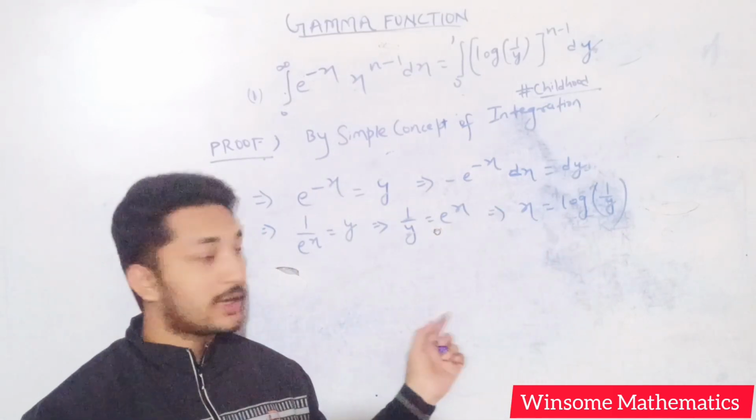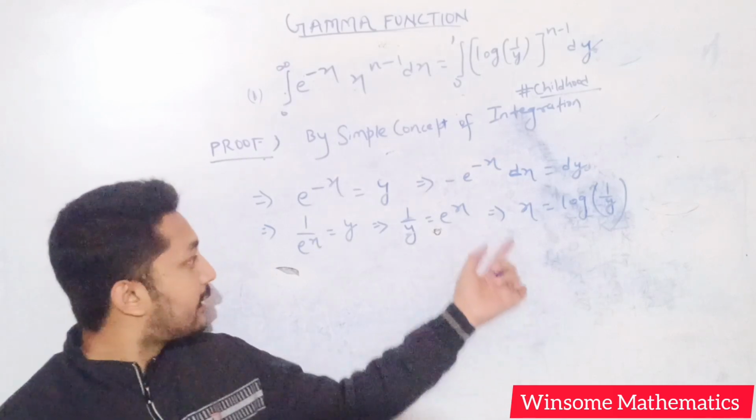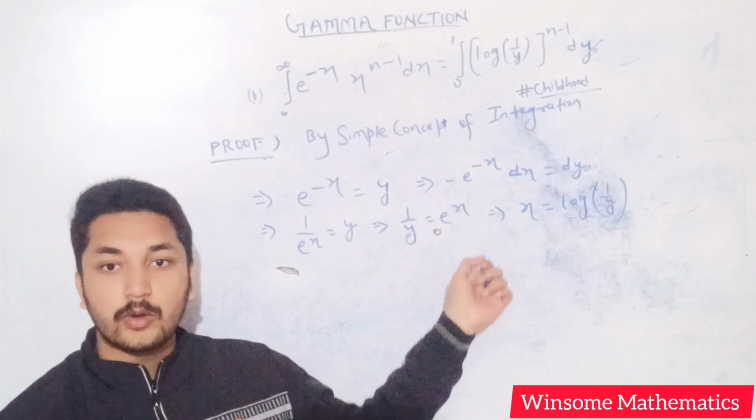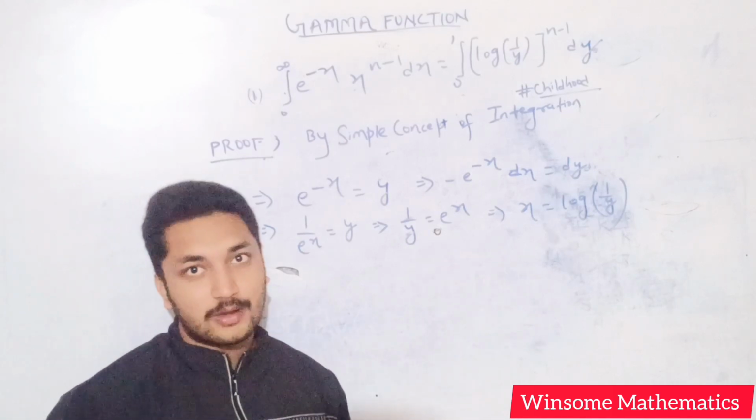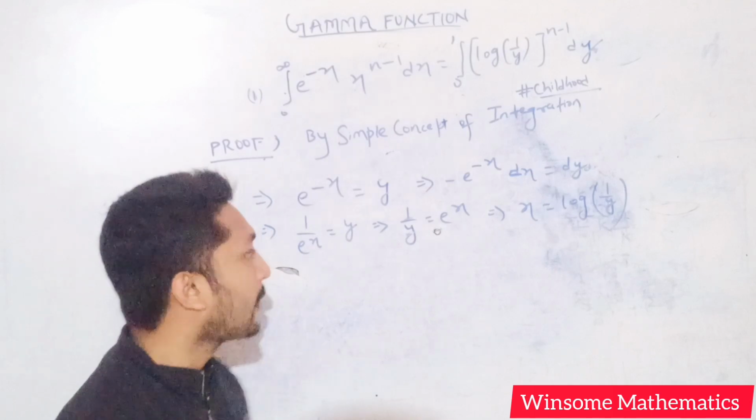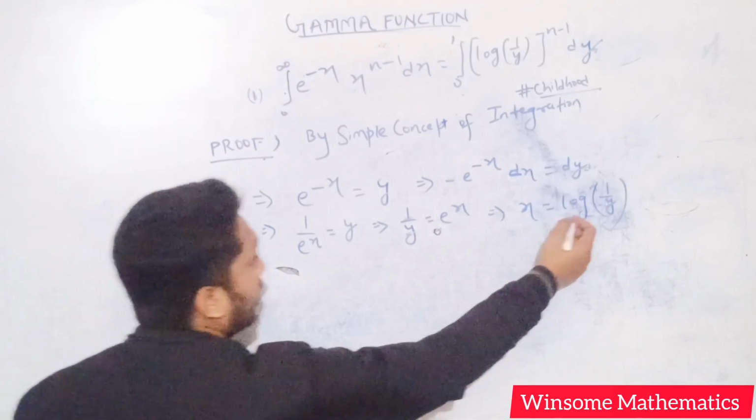I already told you in the case of e to the power x is equal to 2, simply x is log 1 upon y. Any problem? No. Okay, so smile and solve it easily. Okay, x is equal to log 1 upon y.